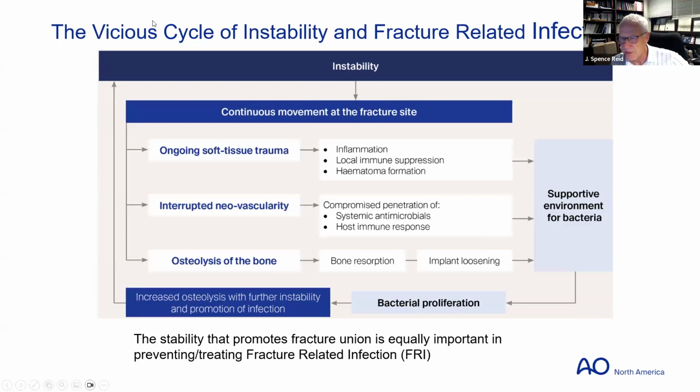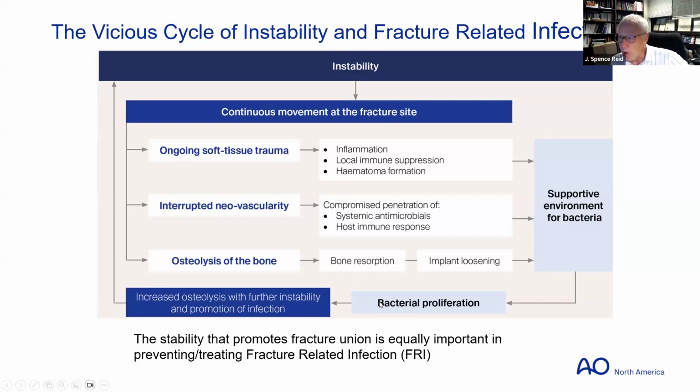fracture-related infection. They call this the vicious cycle of instability, that when you have instability and you have movement at the fracture site, ongoing soft tissue trauma causes inflammatory response, local immune suppression, you have an ongoing hematoma, all that supports bacterial growth, interrupted neovascularity, like we talked about, which affects the penetration of antimicrobials. It affects white cell chemotaxis. And then if you have an implant in place, the osteolysis and the biofilm on the implant causes bone resorption, furthers implant loosening, furthering motion, and a further supportive environment for the bacteria.